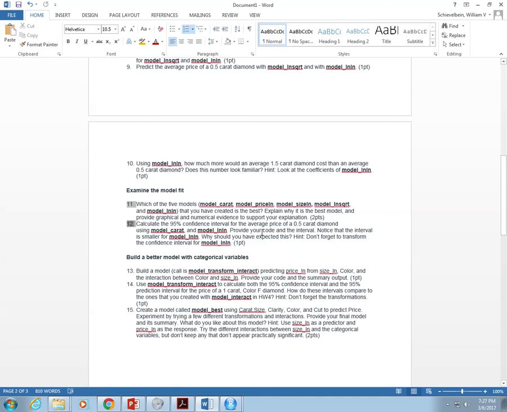All right. So notice the interval is smaller for model ln ln. That's because we're doing very small caret diamonds here. So taking exponential of 0.5 is going to be very narrow in the beginning, and it's going to be really wide on the right side.